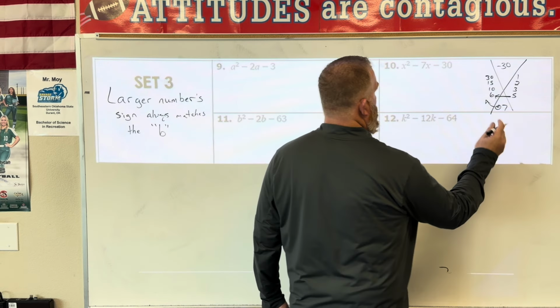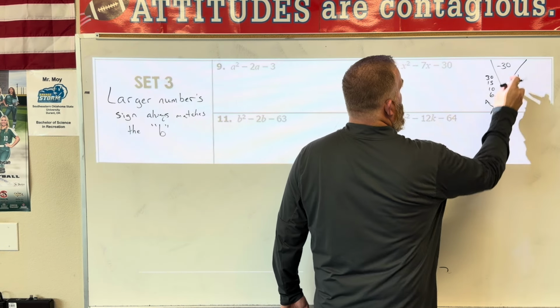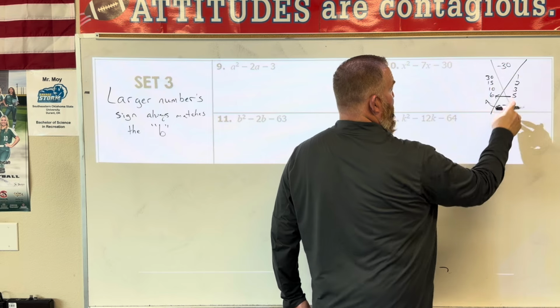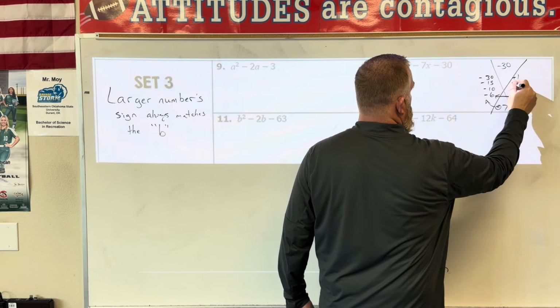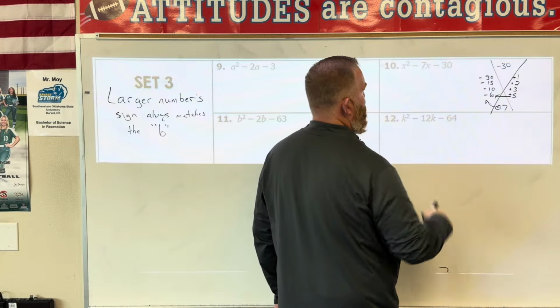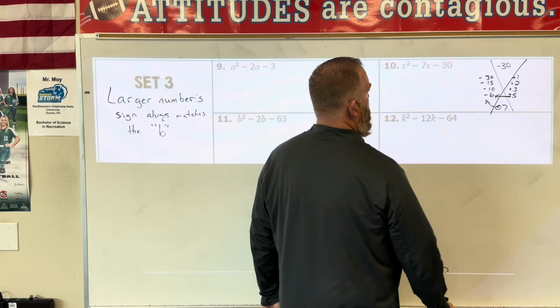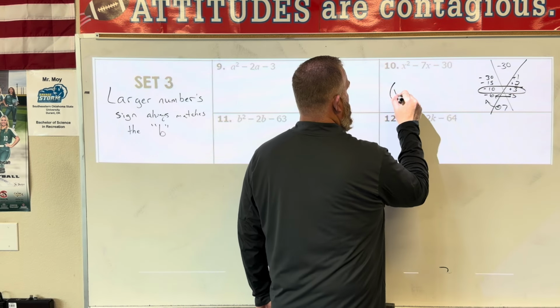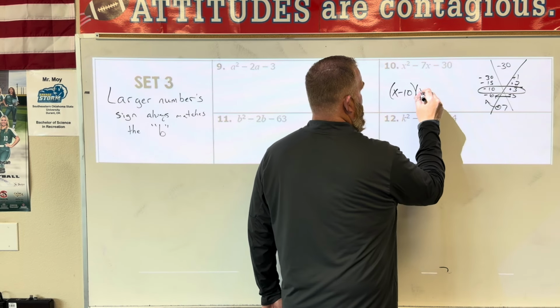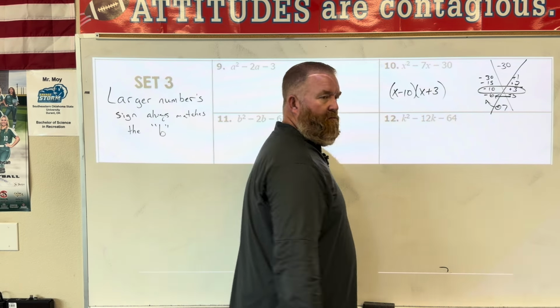Okay. All right. Which combination? All these are negative, right? The larger one has to be negative. So all these are negative, which means this side has to be what? Positive. Which combination adds up to be negative 7? Negative 10 plus 3. X minus 10, X plus 3. I'm done.